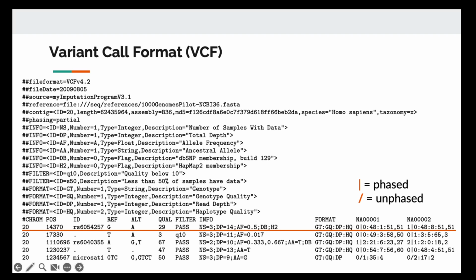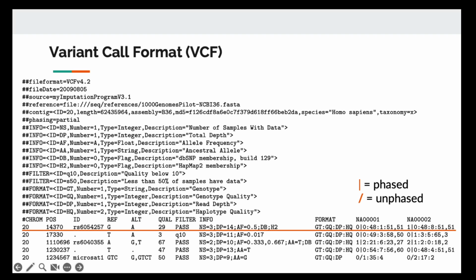So small changes can be designated in this reference and alternate column. You can compare the alternate to the reference and figure out what happened in the variant. So this variant changed from an A into a G or a T in your sample.